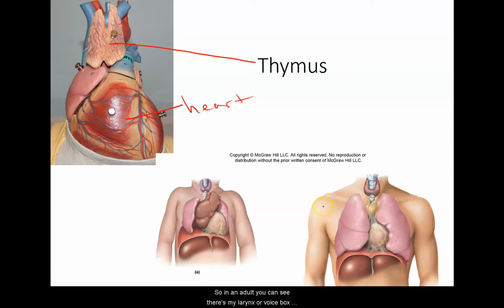So in an adult, you can see there's my larynx or voice box right there. My thyroid and parathyroid sit right below it. And then there's your adult thymus. But in a child or an infant, notice that the thymus is extremely large. So as you age, that structure is atrophying or getting smaller, and therefore less effective as well.